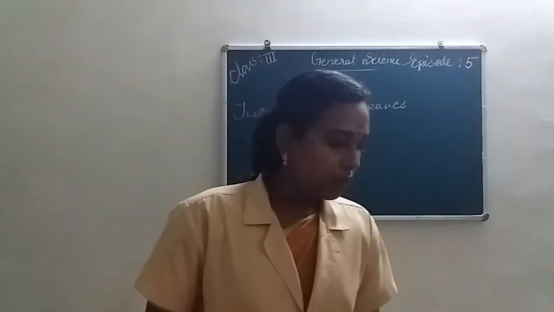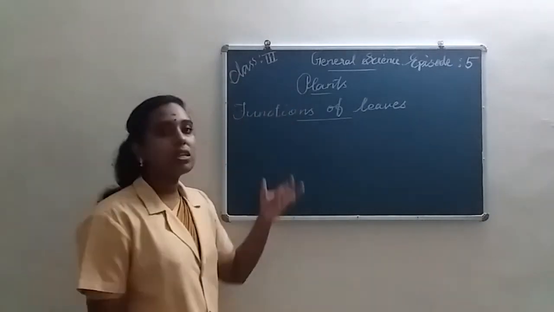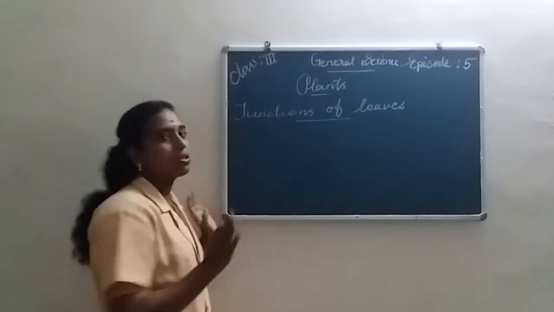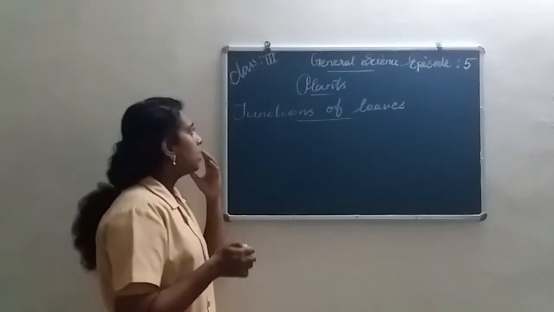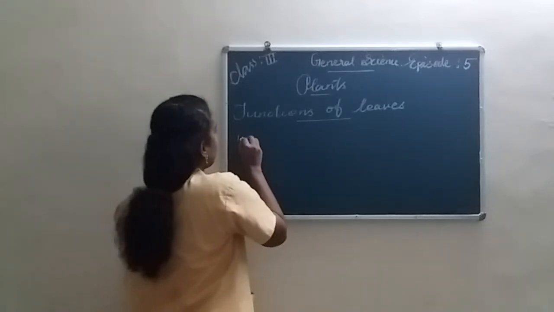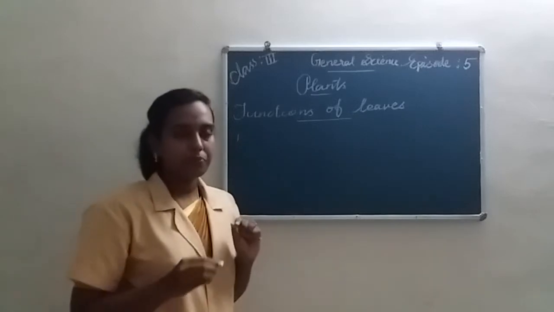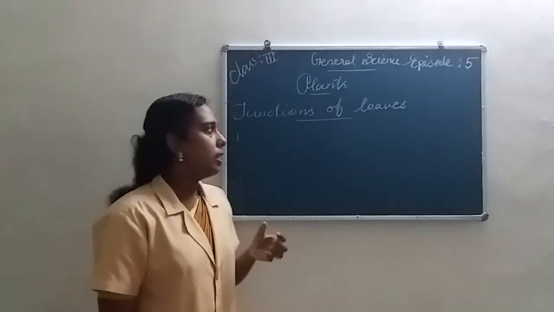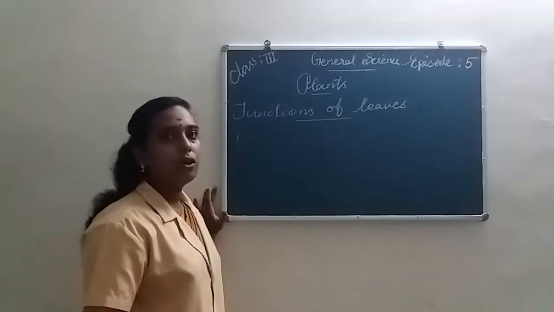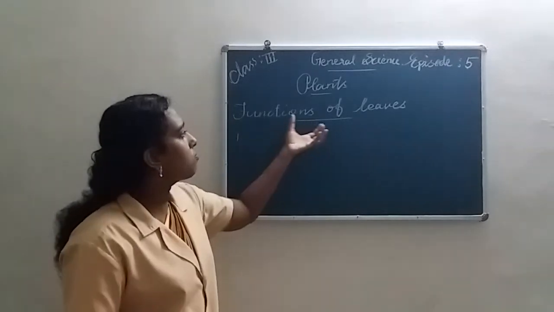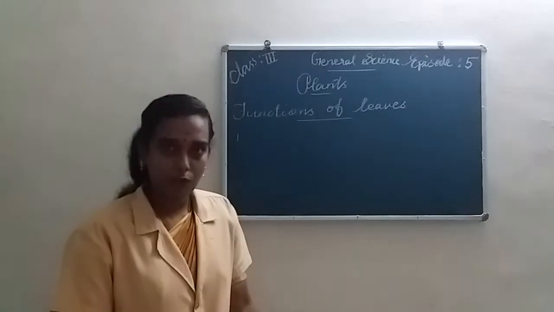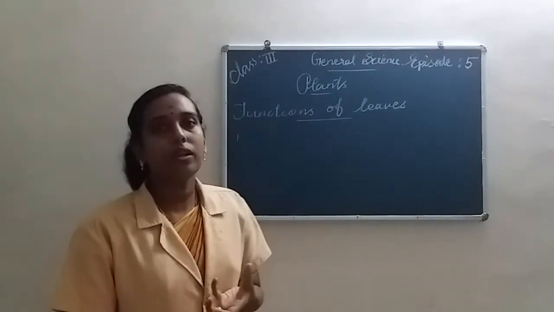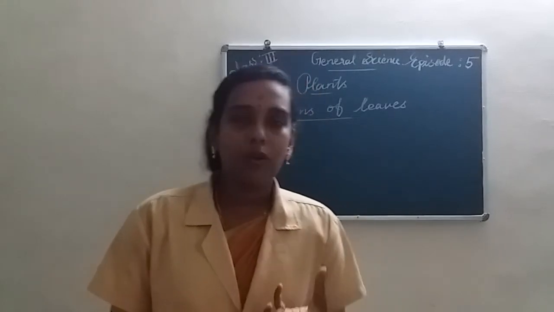Okay. So today we are going to study the functions of leaves. Leaves have many functions. The first and main function of a leaf is preparation of food. The leaves of a plant prepare food. So the first function of leaves is preparation of food. The leaves prepare food through a process called photosynthesis.